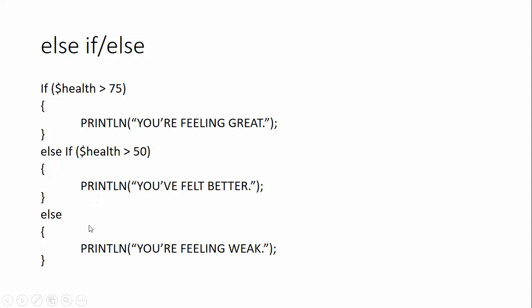One of these three things will be true, and whichever case is true is the one that's going to get run. So if our health is greater than 75, we'll print you're feeling great. Otherwise, if our health is greater than 50, print you felt better. And if neither of those were true, it'll fall through to the else statement and say you're feeling weak, right? So this is a way of chaining tests together to handle various possible inputs.